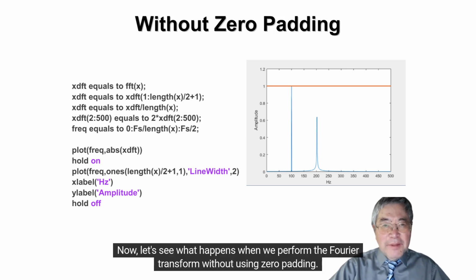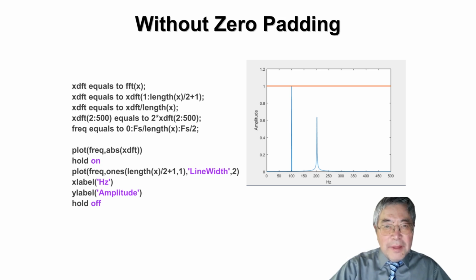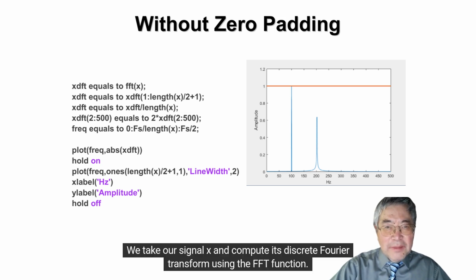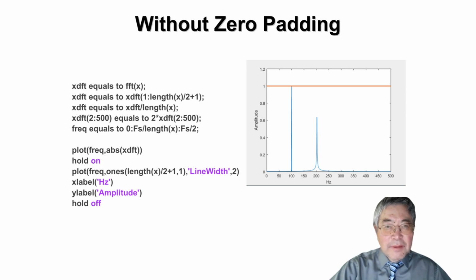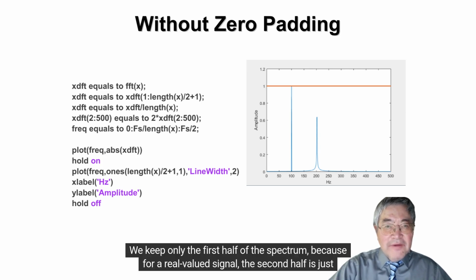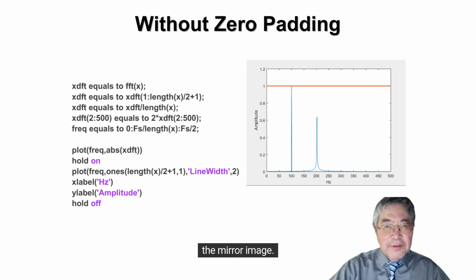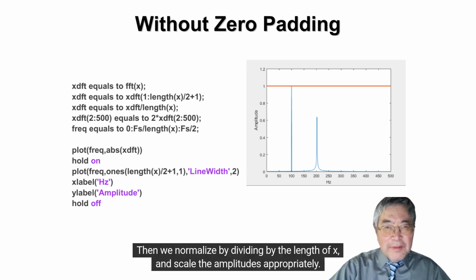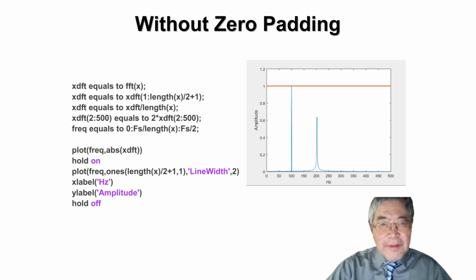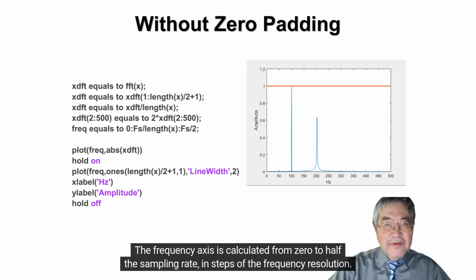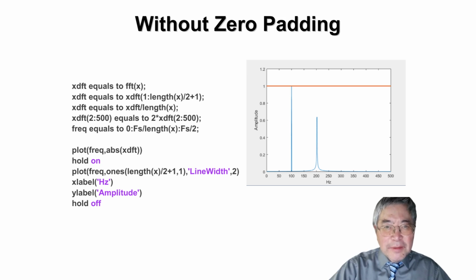Now let's see what happens when we perform the Fourier transform without using zero padding. We take our signal x and compute its discrete Fourier transform using the FFT function. We keep only the first half of the spectrum because for a real-valued signal, the second half is just the mirror image. Then we normalize by dividing by the length of x and scale the amplitudes appropriately. The frequency axis is calculated from 0 to half the sampling rate in steps of the frequency resolution.